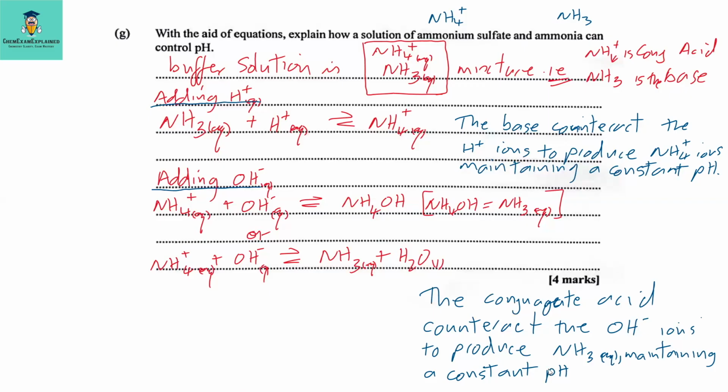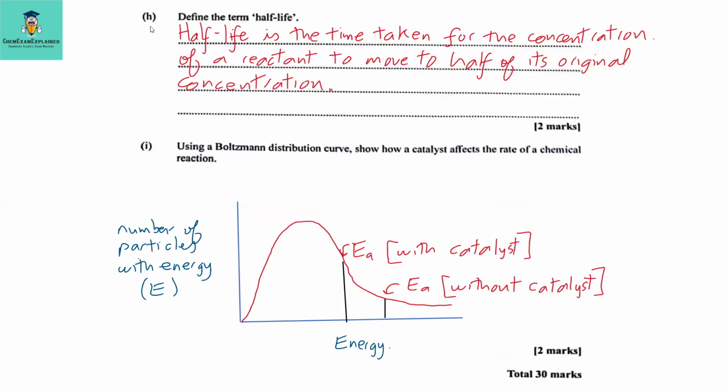So either of these equations could be written. So in this case, ammonium ion plus hydroxide ion produces aqueous ammonia and water. Or you could simply form ammonium hydroxide. Part H. Define the term half-life. Half-life is the time taken for the concentration of a reactant to move to half of its original concentration.